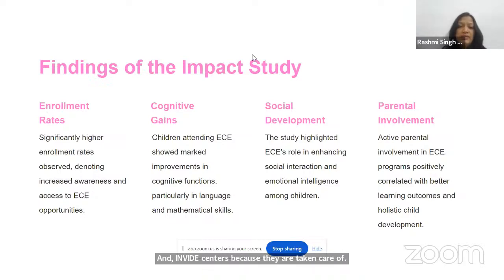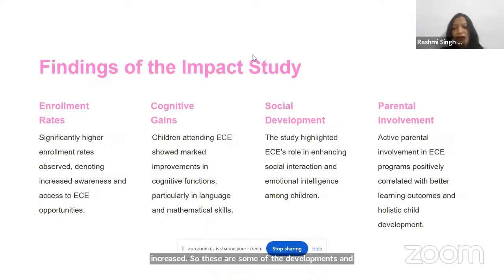Also, the cognitive gains of the children have increased, especially in language and mathematical skills, as the focus is not only on nutrition but also on the education part, and a lot of hands-on activities have been conducted with these children in anganwadis. As group activities have also been conducted, there is a lot of increase in the social aspect as well. Now children are able to mingle with each other, have social interaction, and the emotional levels have increased. These are some of the developments.